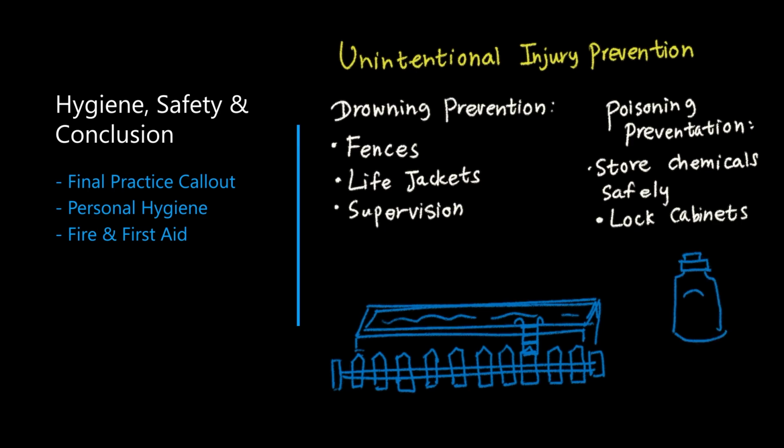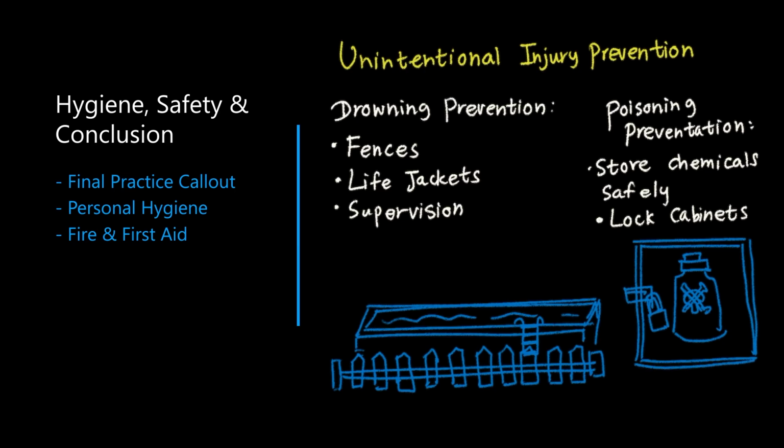Poisoning is another preventable tragedy. The key is to store all medications, cleaning supplies, and toxic products in their original containers and in cabinets that are locked or out of reach of children. It's also vital to have the Poison Control Centre's phone number programmed into your phone and posted in your home.